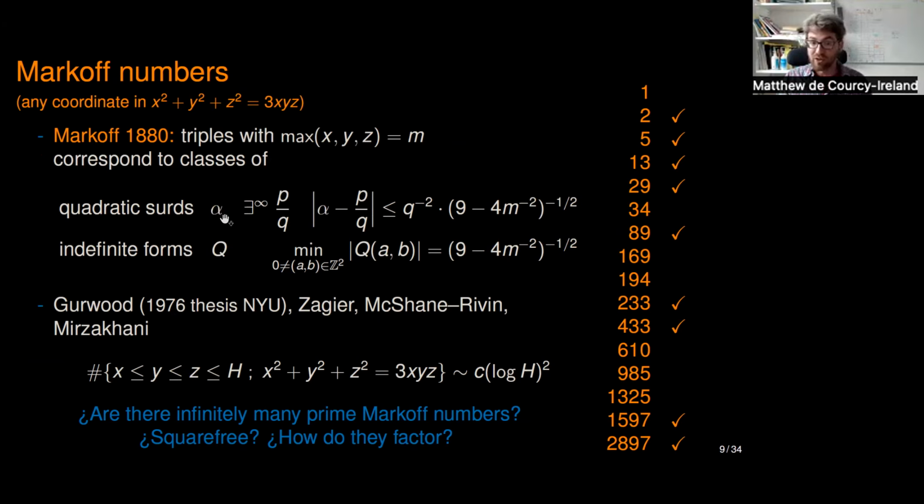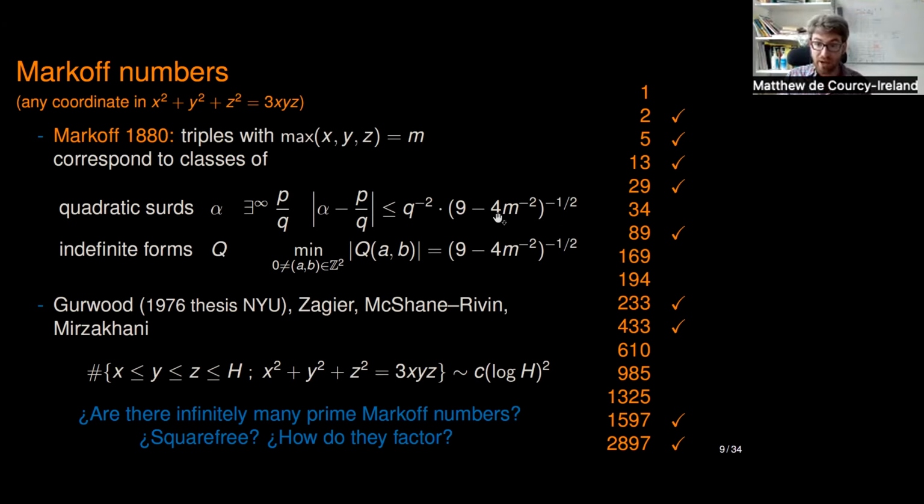So if you have a real alpha, you want to ask whether there are infinitely many fractions p over q approximating it up to accuracy q to the minus 2 times some constant, and that constant tells you how badly or well approximable the number is. Markov numbers show up in that constant under this change of variable, 9 minus 4m to the minus 2, to the minus half. And that's the same number that equals the minimum of a corresponding form. So Markov explained how these are related to each other.